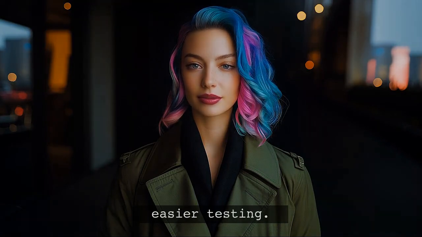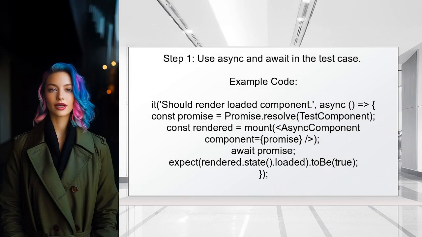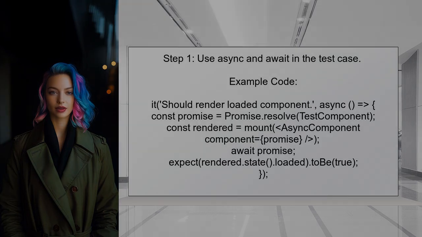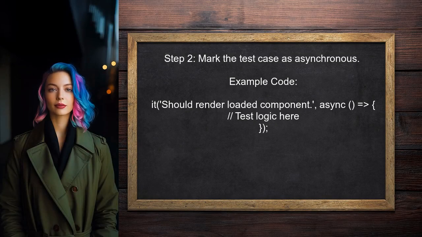a whole lot easier. To ensure that the async component has fully loaded before making assertions, the user should utilize the async and await keywords in their test case. This allows the test to wait for the promise to resolve. Next, the user should ensure that the test case is marked as asynchronous. This is done by adding the async keyword before the function definition. This allows the use of await within the test.